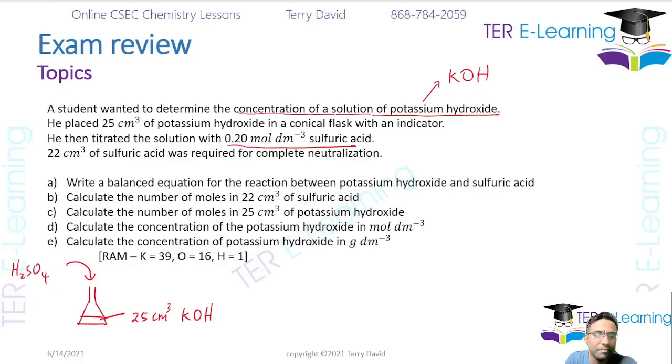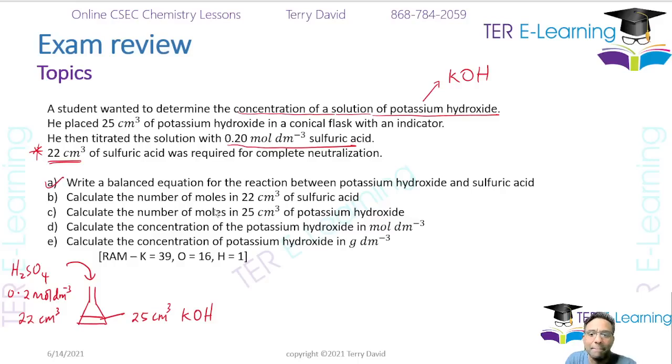You're going to add sulfuric acid, which is H2SO4. You all need to be familiar with the formulas for your different acids. Sulfuric acid is H2SO4, and you know the concentration: it is 0.2 mole per dm cube. That's the concentration of my sulfuric acid. When you do the titration, 22 cm cube of sulfuric acid was required for complete neutralization. So this here is 22 cm cube. Now let's see if we can answer the questions.